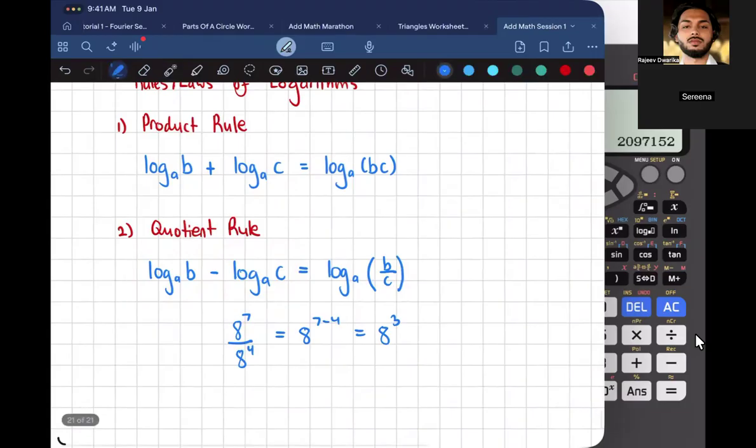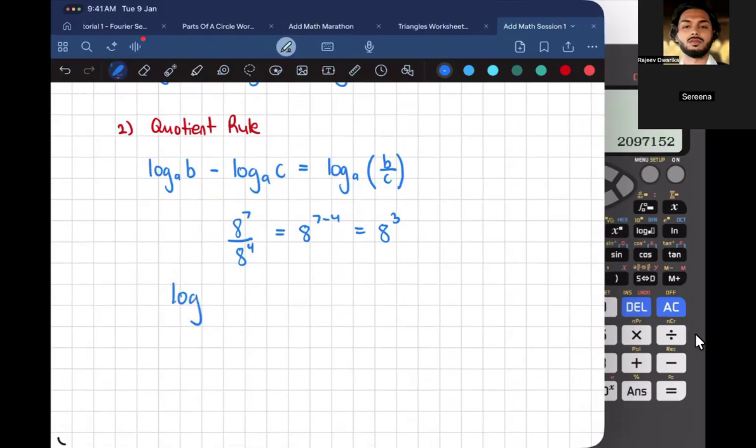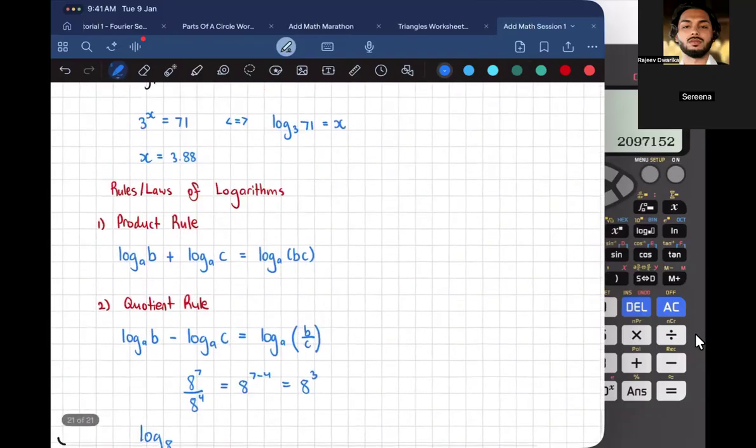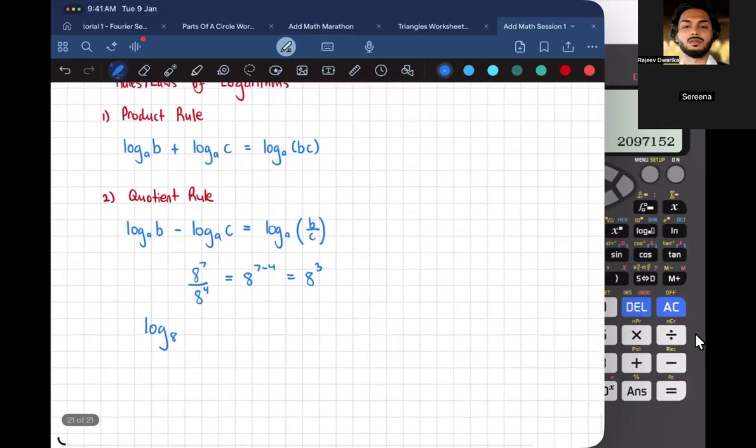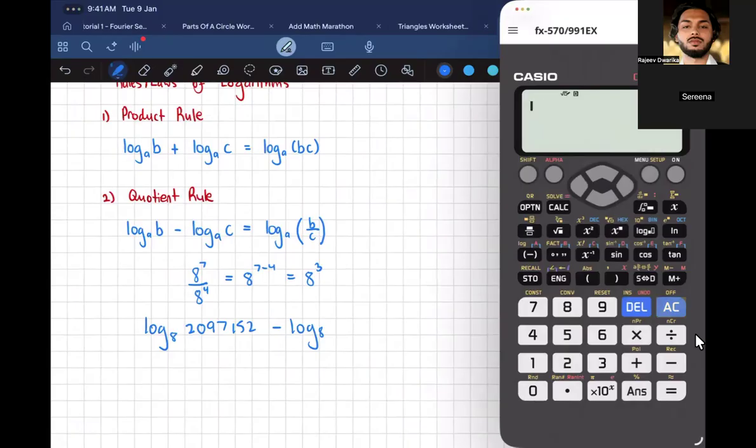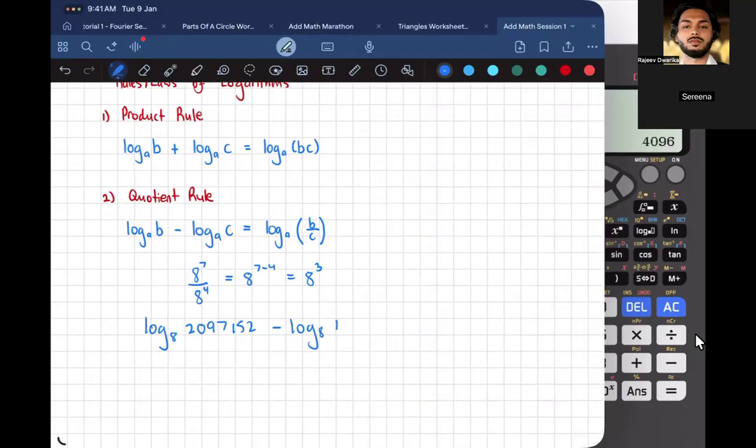And if you don't believe me, let me check it out. So if I write down log base 8 of 8 to the power 7 minus, wait, I would need to actually plug it into my calculator, right? I would actually need to find what 8 to the power 7 is. So 8 to the power 7, we know what that is, right? That was 2,097,152, minus log base 8. And 8 to the power 4 was what? 4,096.